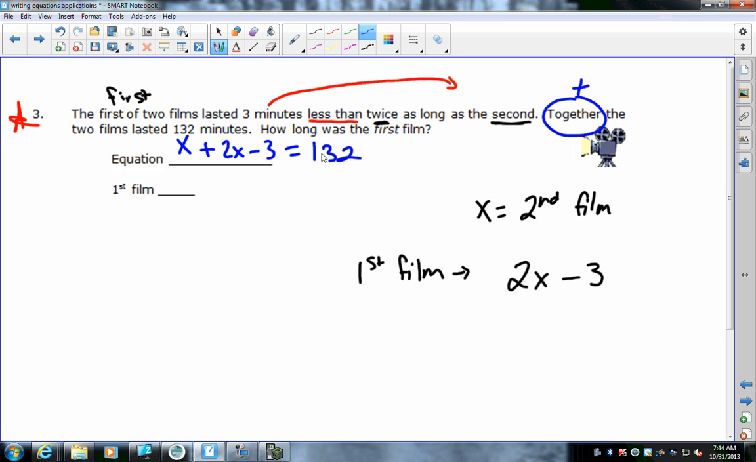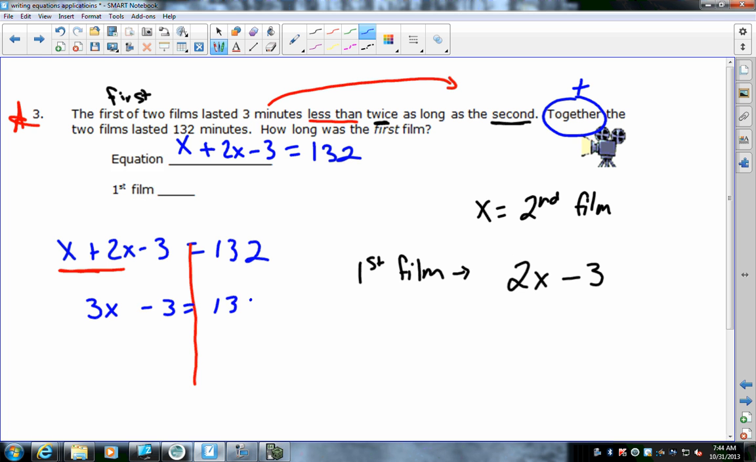Now, from here, let's go ahead and solve it. It's only asking us for the first film. So I've got x plus 2x minus 3 equals 132. Here's my equal sign. I'm going to draw my line. Now remember, we look on the left-hand side, and you're going to put your x's together. I have 1x plus 2x, 3x minus 3 equals 132.